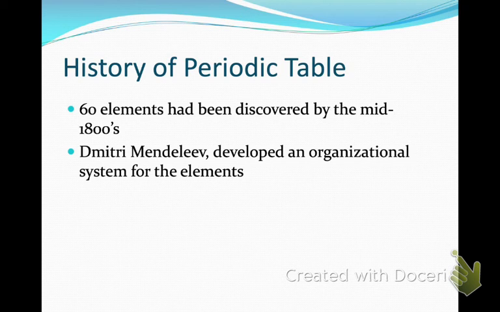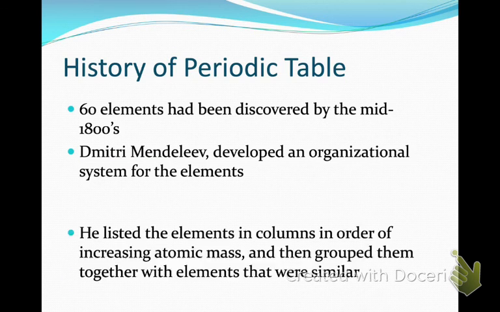A guy by the name of Dmitri Mendeleev, this is an important name, Dmitri Mendeleev, he developed the first organizational system for the elements. So he essentially discovered, or I guess not discovered, he technically thought up or developed the very first version of the periodic table. He put these elements that we knew about and their information in an organized system. So he was the first person to really do that.